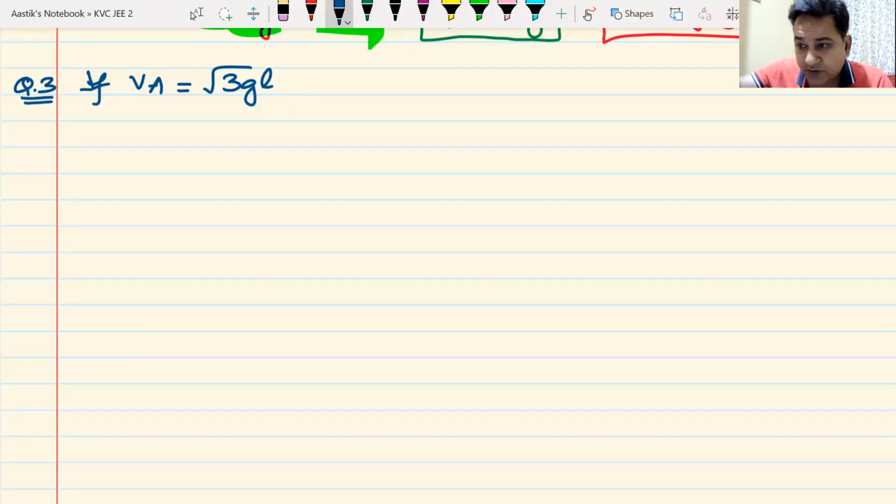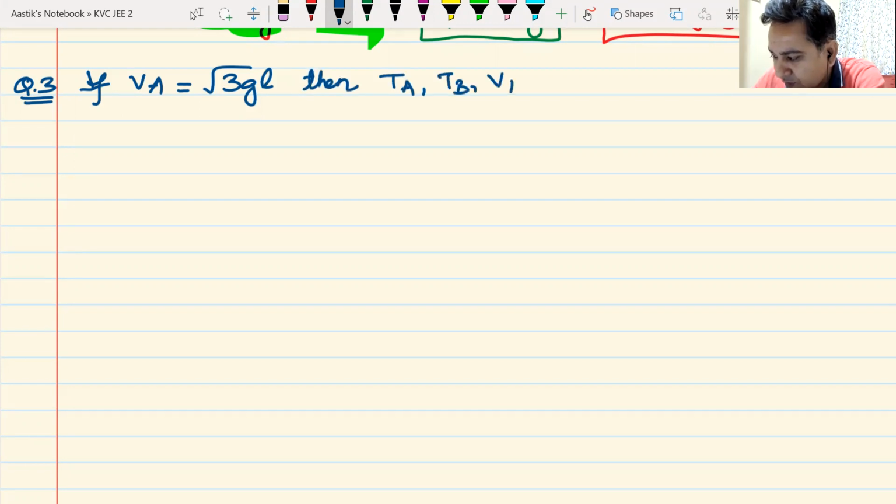So this is the next one, which you have to do on your own. I'll just give you the equations. That's it. If the velocity at point A is root over 3GL, then find the usual things: tension at point A, tension at point B, velocity at point B, where T becomes 0, and also find the velocity at that point.